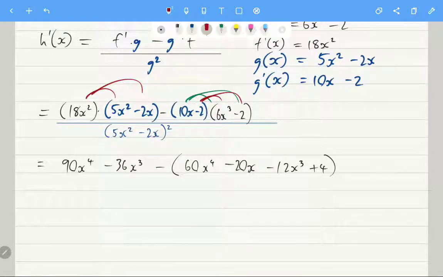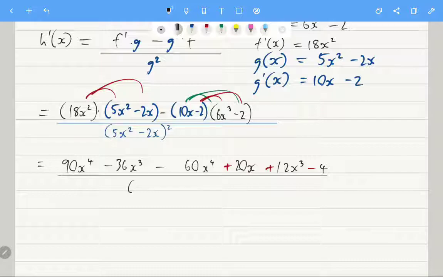But because we've got this negative out the front, I can expand out the brackets and change the signs of everything on the inside. And the denominator, once again, is just going to stay the same. So I'm not going to touch the denominator. 5x squared minus 2x all squared.